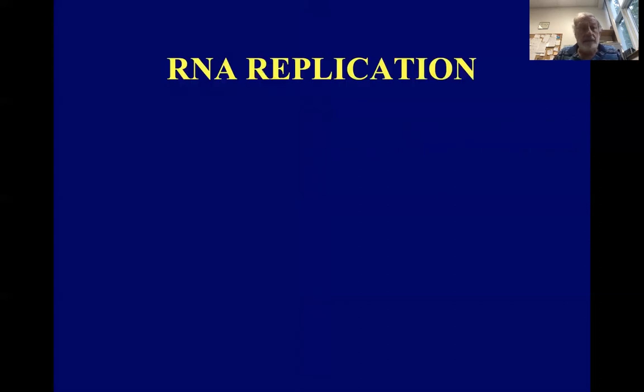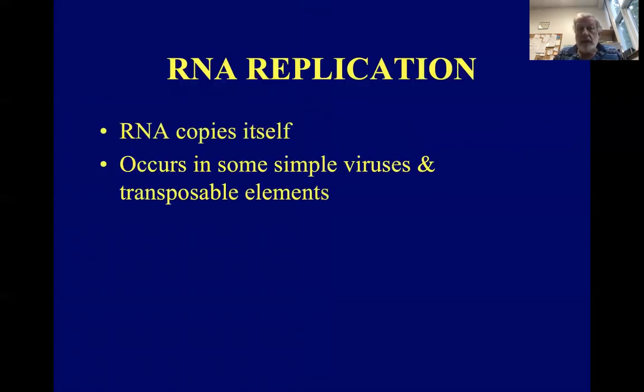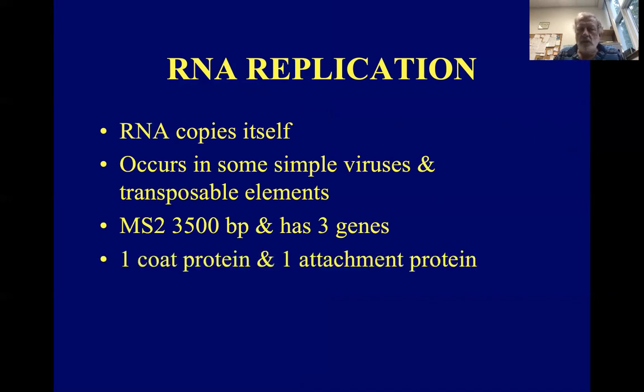Now, with regards to RNA replication, this is RNA copying itself. It occurs in some simple viruses and some transposable elements. For instance, a virus called MS2 has 3,500 base pairs and 3 genes. 1 gene codes for coat protein, a 2nd gene codes for attachment protein, and a 3rd gene codes for a single subunit of RNA replicase.